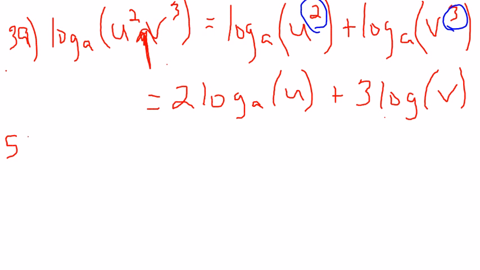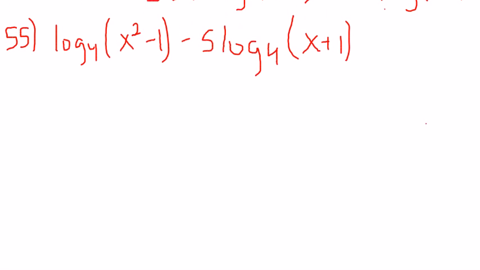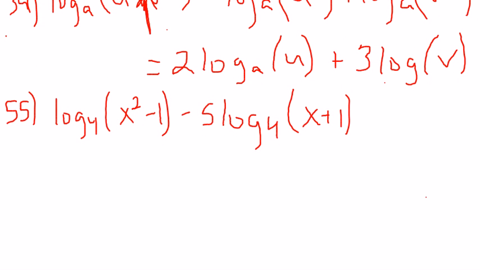55. I'll write it out first. It gives us log base 4 of x squared minus 1, minus 5 log base 4 of x plus 1, like that. Scroll down. Here, it's almost like this one is in the form of the answer of the previous one.